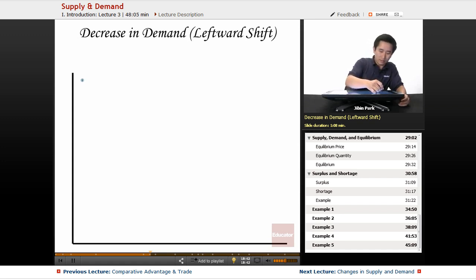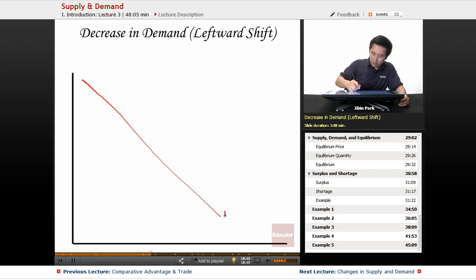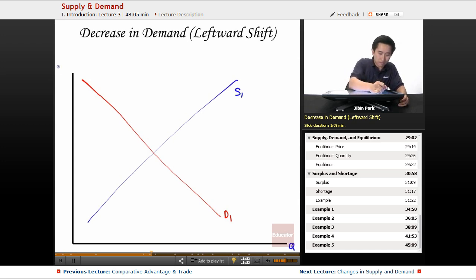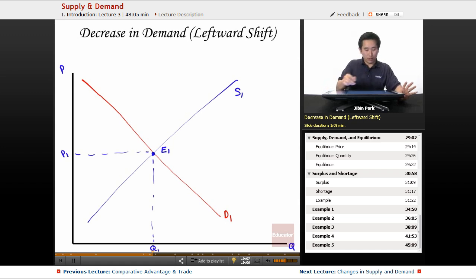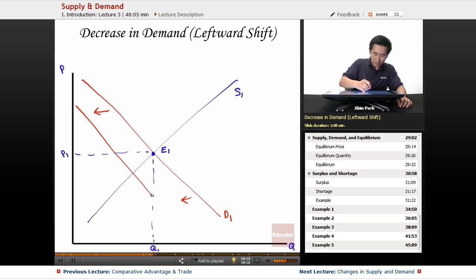Now, what would it be if there's a decrease in demand? Again, it's pretty self-explanatory here. You draw the demand curve D1 here, and then you draw the supply curve S1 here. Label this as Q. Label this as P here. And let's go ahead and label this as the equilibrium, which is Q1 and P1. So if there's a decrease in demand, again, for whatever reason, then this demand curve is going to shift to the left here. And so the equilibrium quantity will decrease and the equilibrium price will also decrease here.